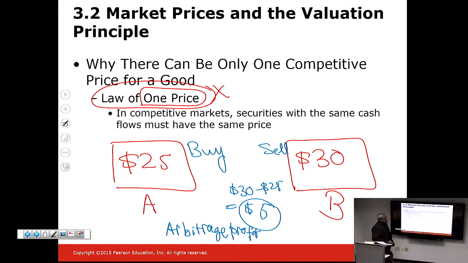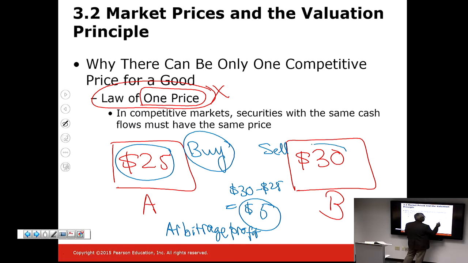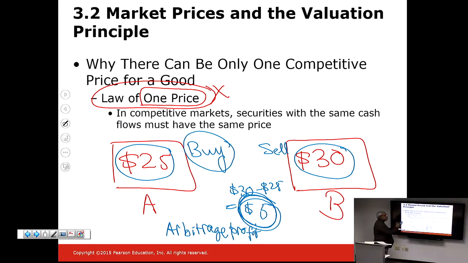Because it's profit that we are getting almost guaranteed and at virtually no risk. For example, I could buy this by borrowing $25. Let's say I don't have $25. I can go to a bank, borrow $25, use the $25 to buy the good over here, and then immediately sell it in location B at $30. I will then return the $25 to the bank plus some interest, and I will still have a profit that would be close to $5. Not exactly 5, it'll be $5 minus the interest that I may have to pay to the bank.